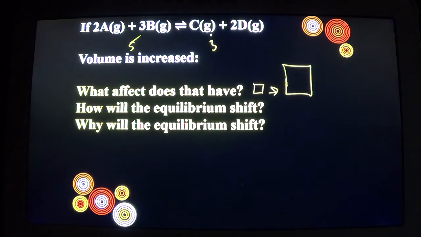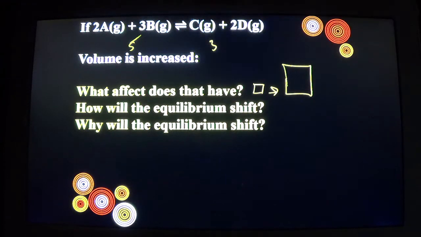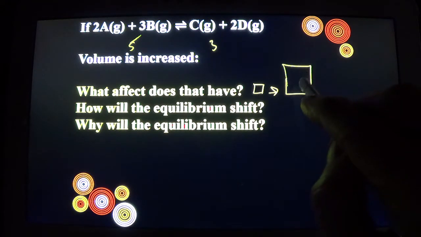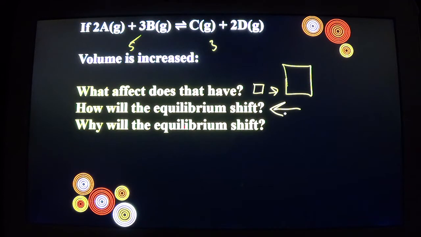Now let me state, what if I had 5 moles of gas and 1 mole of solid on this side? I would totally ignore the solid or the liquid. When it comes to pressure and volume, you only look at gases. Did you catch that? For pressure and volume, you're only looking at gases. Okay. So how will the equilibrium shift? Well, I need to fill a bigger box, so it's going to shift to the left.